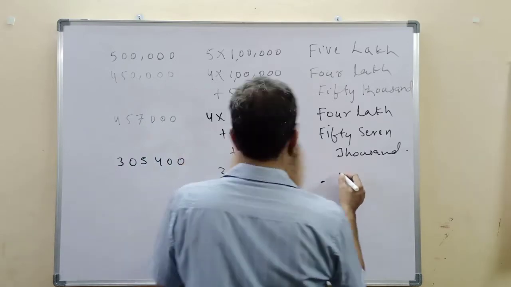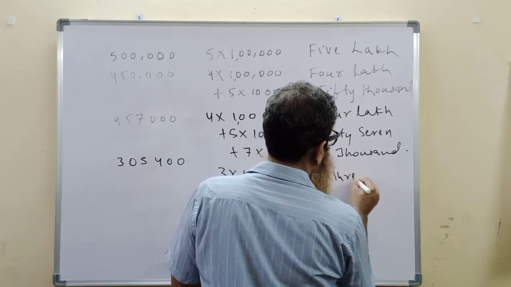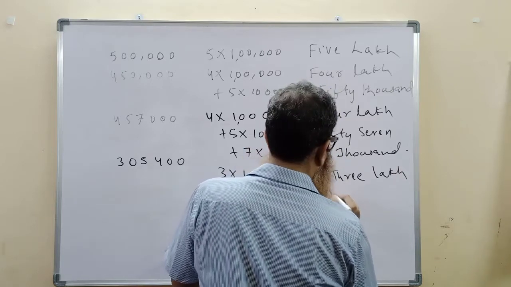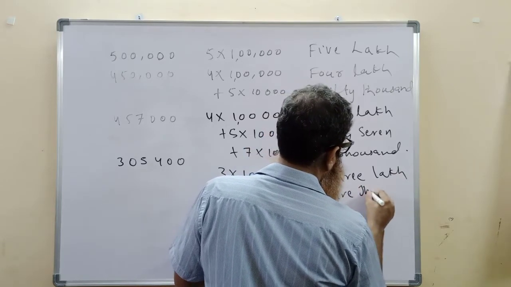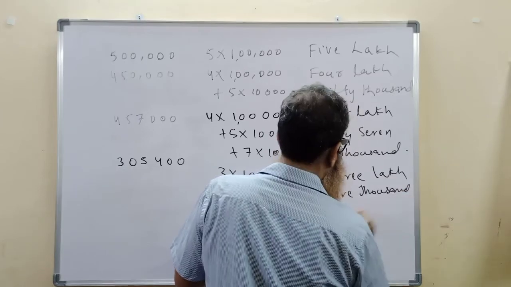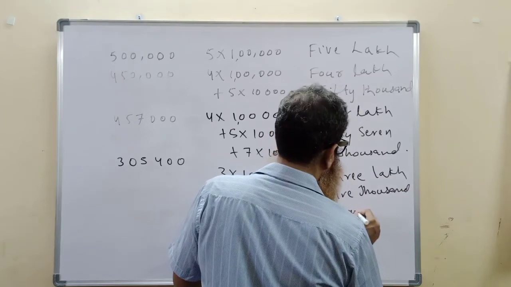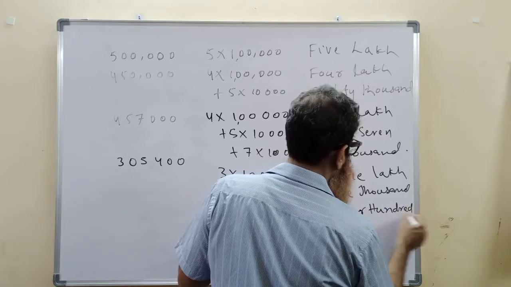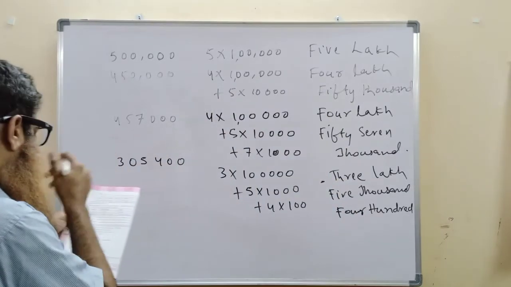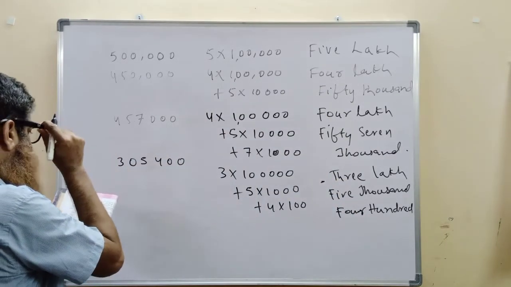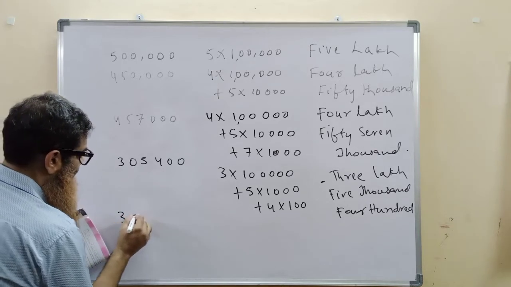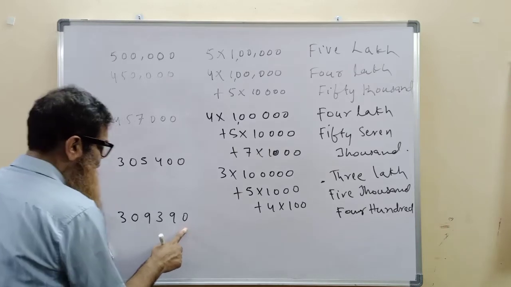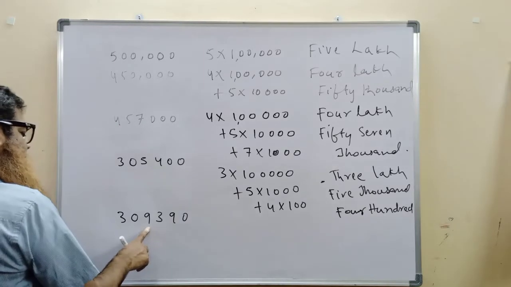That is 3 lakh. We write in words: 3 lakh 5,400, five thousand four hundred. Then the next number is 3 lakhs 9,390. 3 lakhs 9,390.